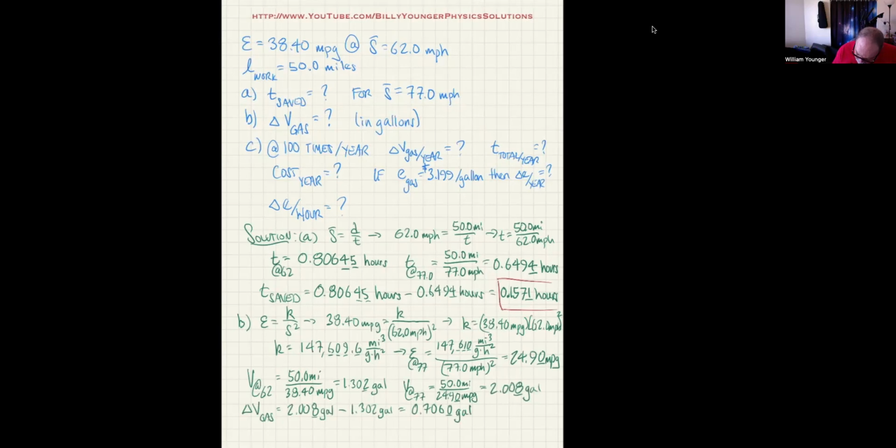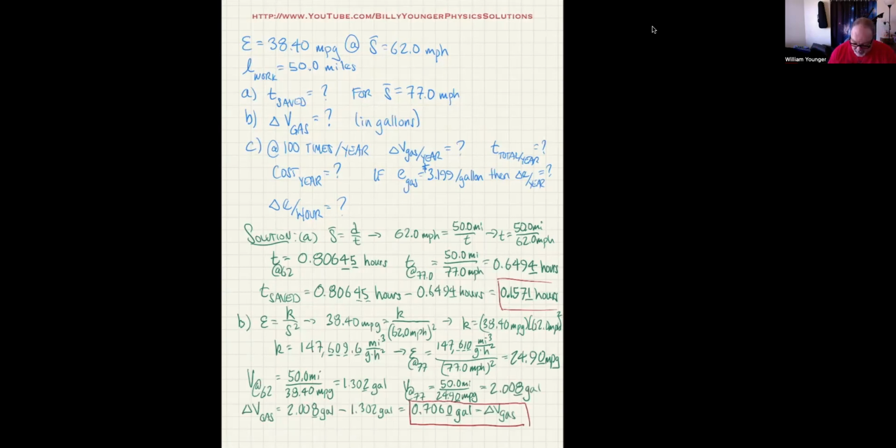So in terms of extra gas it cost me, let me write it this way. I'll say equals delta V gas. And I'll box it off in red because that is one of my final answers. So I now know that it cost me an extra 0.7 of a gallon, obviously. So that's kind of helpful. That was part B. How much more gas did you use?